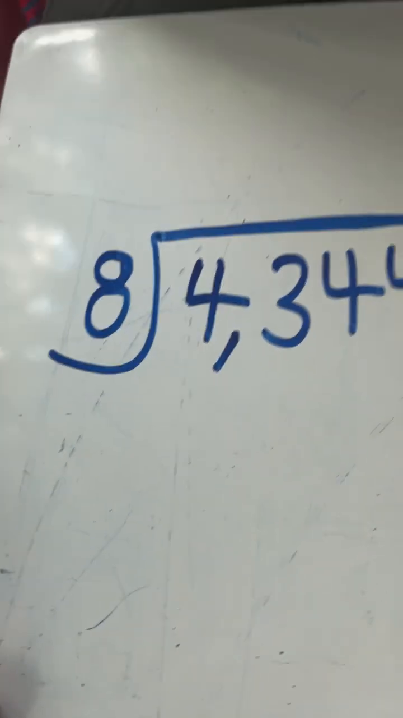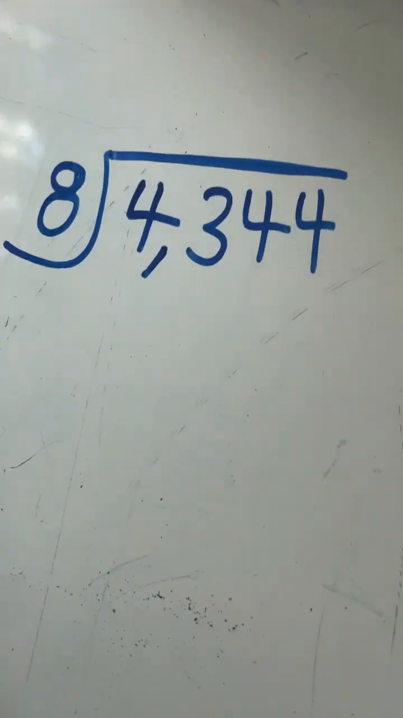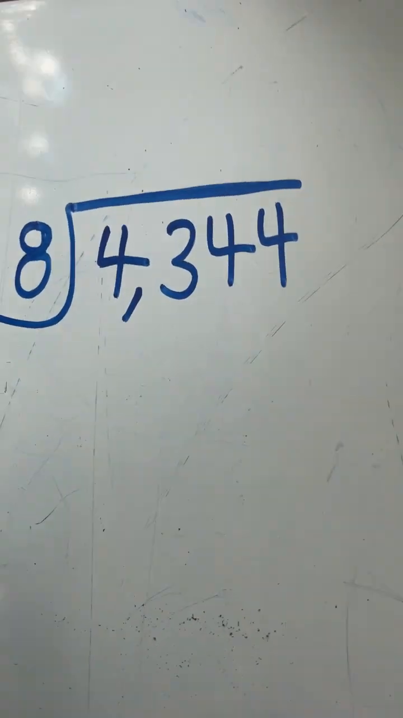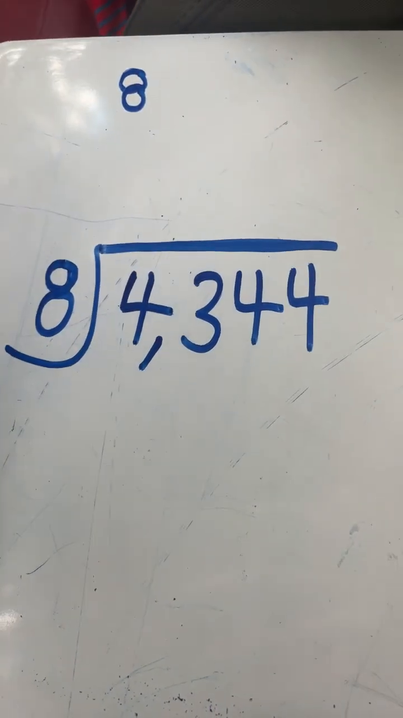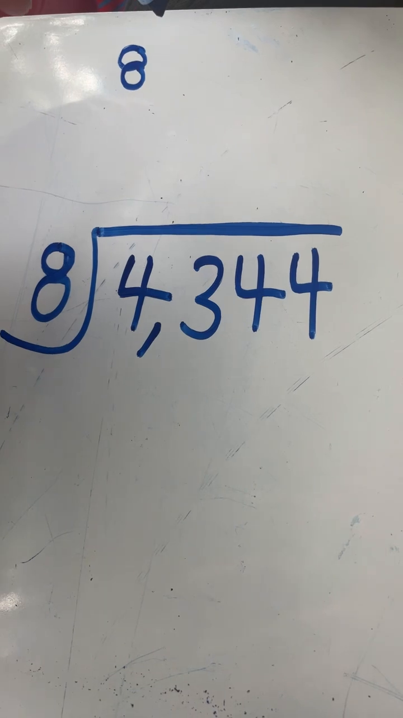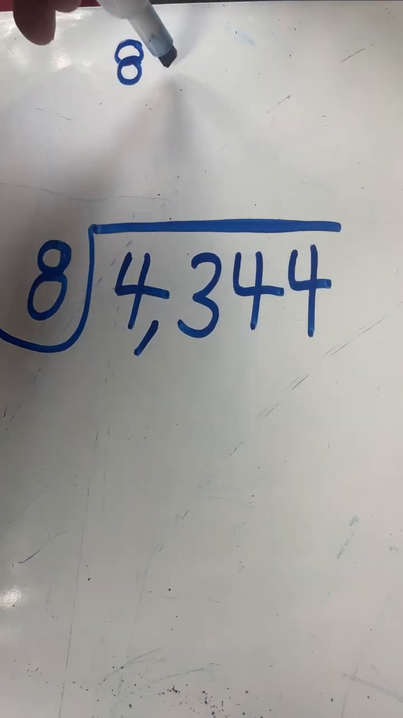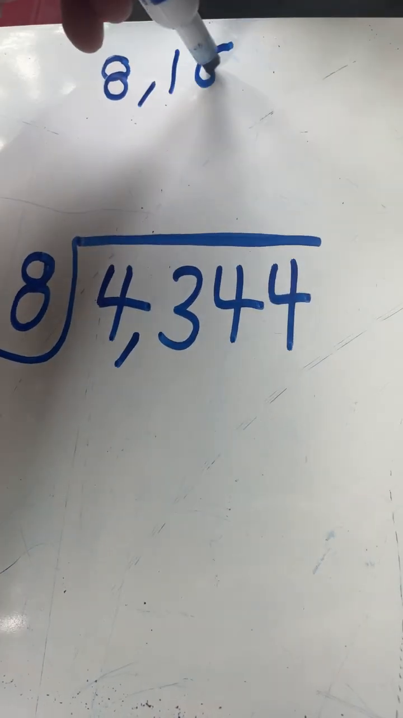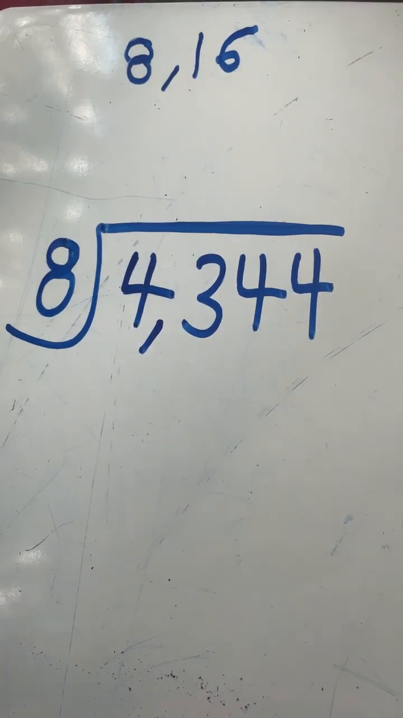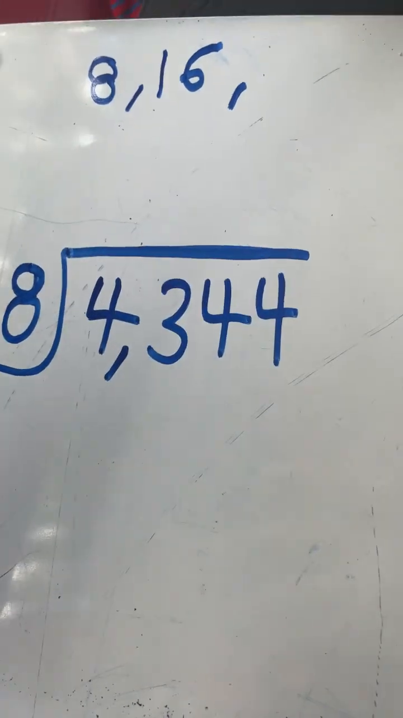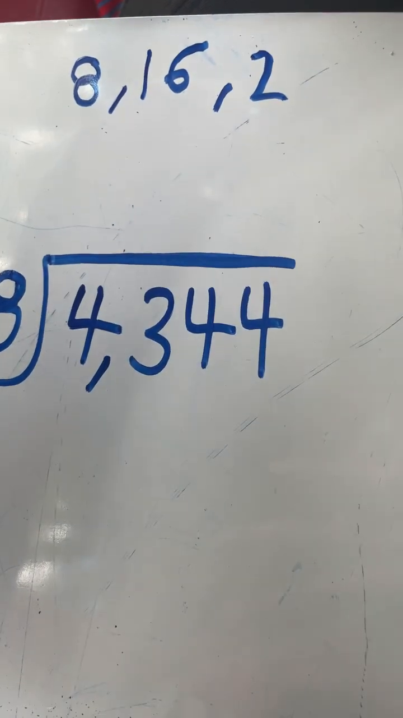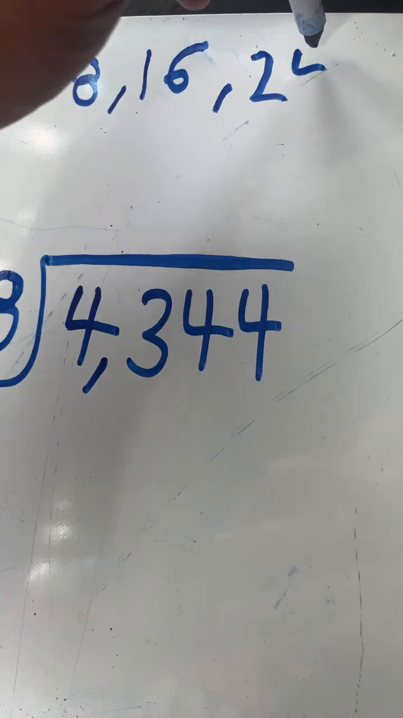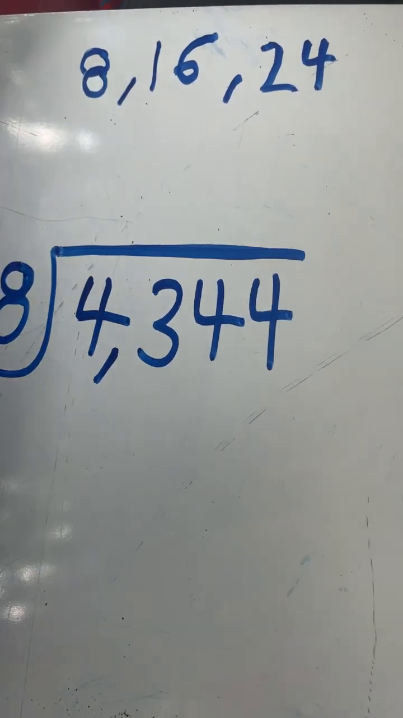Move over the whiteboard here. So we're going to count by 8s. 8, that's 1 group of 8. 16, that's 2 groups of 8. 24, that's 3 groups of 8.